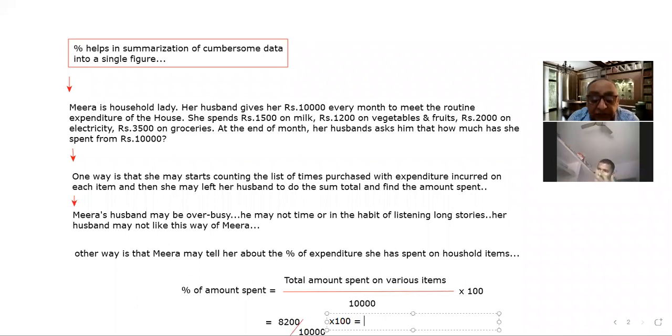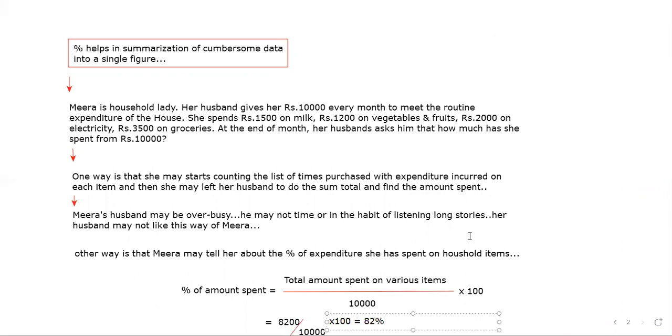So she can tell her husband that 82% of the money which he paid her last month, or the previous month, has been spent. That is quite an easy thing. So this way you can do it in a very easy and interesting manner also. Similarly, it can further be used to do some other types of calculations, or to find some other types of results also.